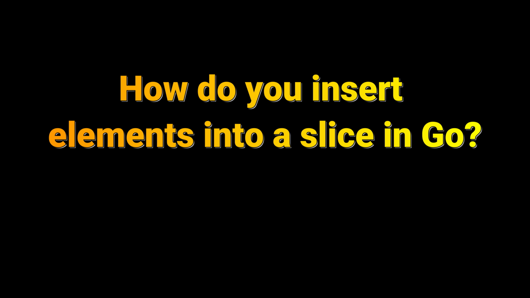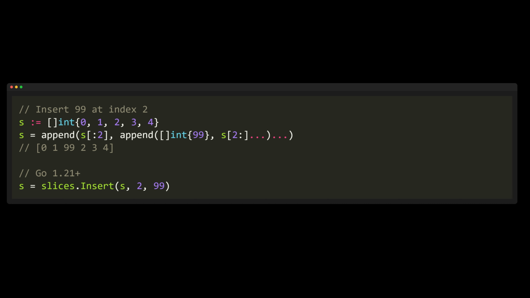Question: how do you insert elements into a slice in Go? To insert an element at a specific position in a slice, you need to split the slice into two parts at the insertion point and then put them back together with the new element in the middle. In older Go versions, this requires using append with a temporary slice. Starting from Go version 1.21, there is a slices package with an insert function that makes this much simpler. You just give it the slice, the index where you want to insert, and the value to insert.